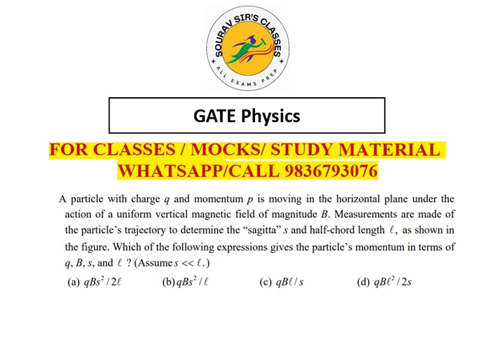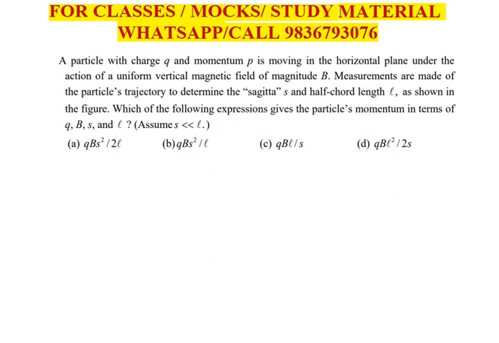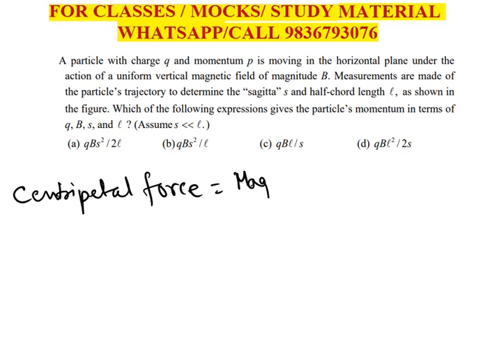So we'll assume s is much less than l. Let's start the problem. The motion in a magnetic field is perpendicular to the motion, so the centripetal force equals the magnetic Lorentz force. We can write centripetal force equal to magnetic Lorentz force.